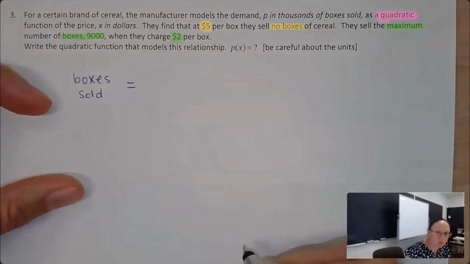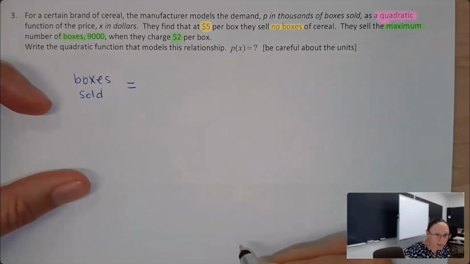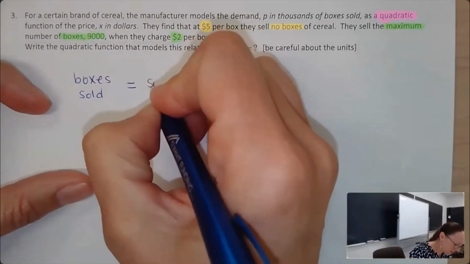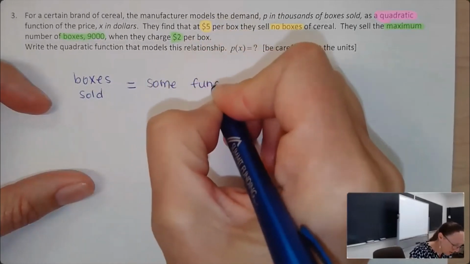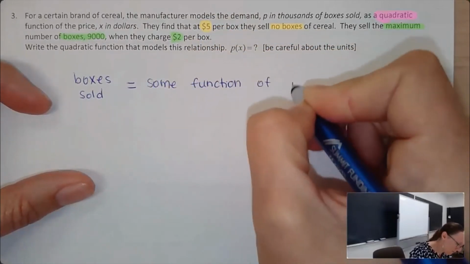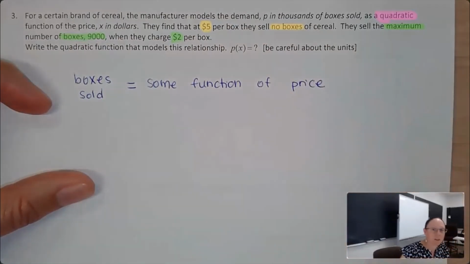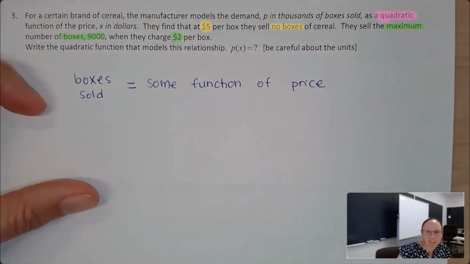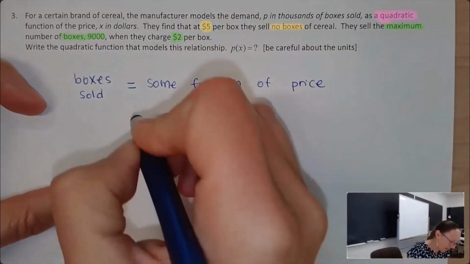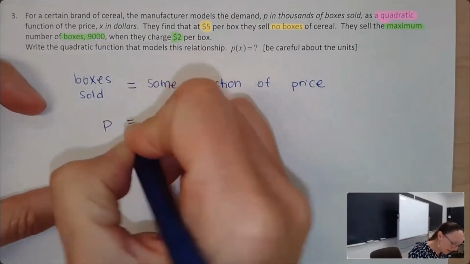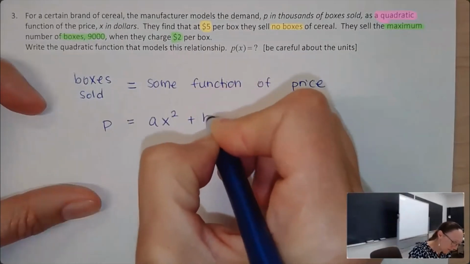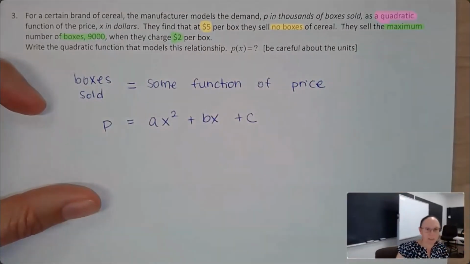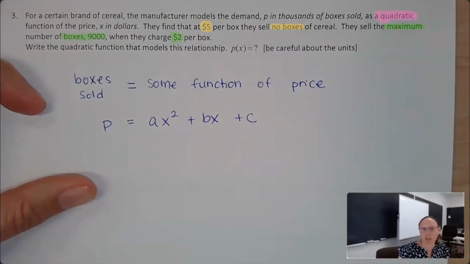is equal to something that involves x, and x is the price. Some function of price. Now we're told that this relationship is quadratic. So we actually have a couple of options for how to approach that quadratic, right? I know it's quadratic, so I could think about it as ax squared plus bx plus c. And that would be a decent option.